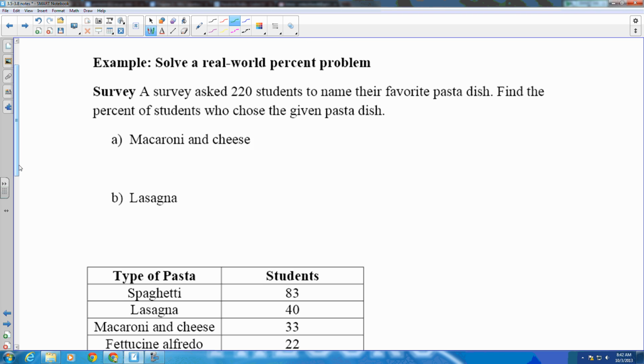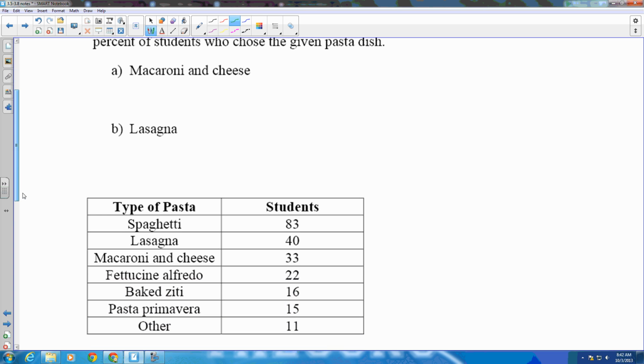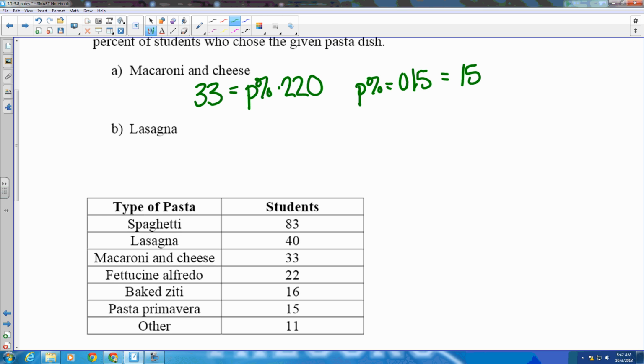A survey asked 220 students to name their favorite pasta dish. Find the percent of students who chose a given pasta dish. So down below we have the table that is all the information we need. How many chose macaroni and cheese? So we need to know how many there are total. That was 220, said in the problem. So 33 as our part. We're trying to solve for that percent of 220 because 33 students liked macaroni and cheese the best. So divide, you get 0.15, which is 15%.